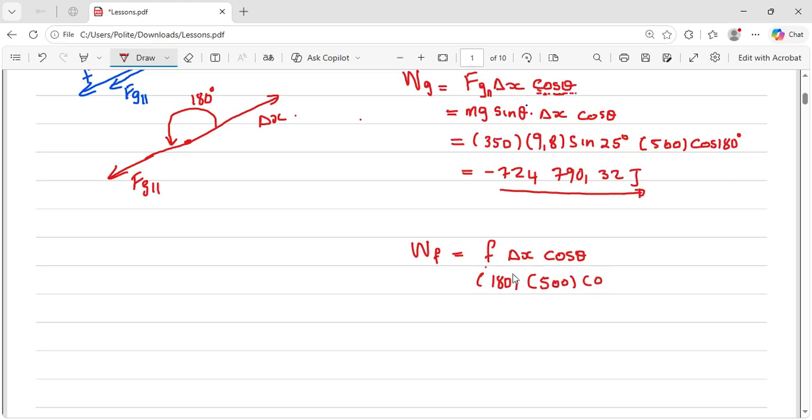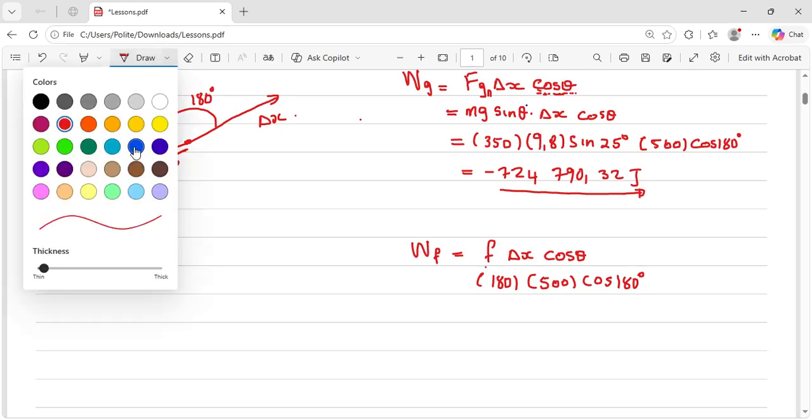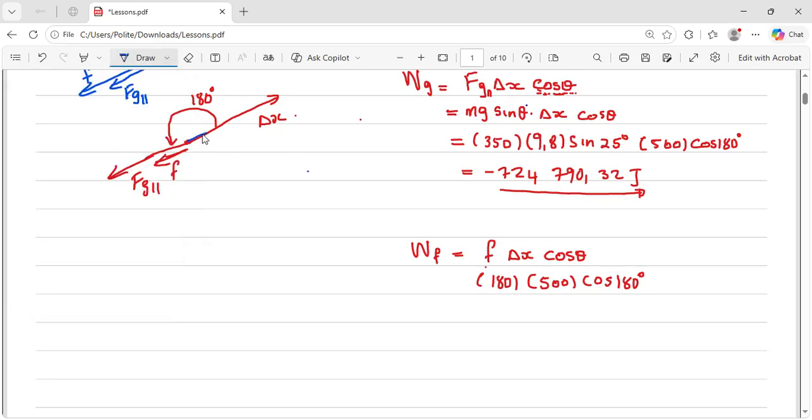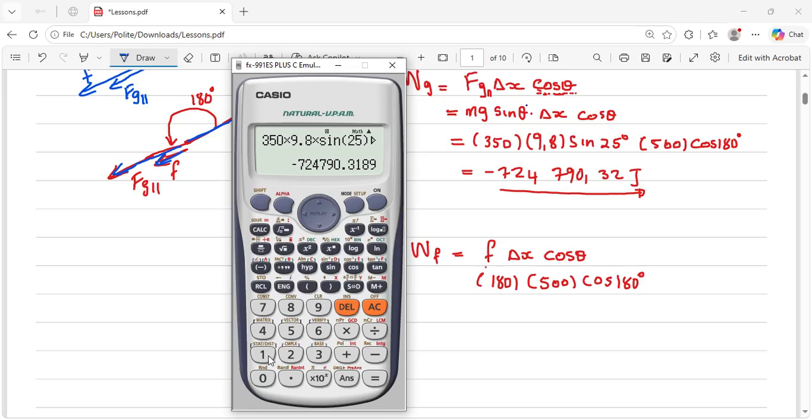You can see that the frictional force is also acting down, which gives us the angle to be 180 degrees. Maybe I can also give you an example. If the force is going in the opposite direction to the displacement, just know that the angle is 180. And if the force is going in the same direction as the displacement, just know that the angle is 0. So I'm just going to punch that on the calculator: 180 multiplied by 500, multiplied by the cos of 180, and see what we get.